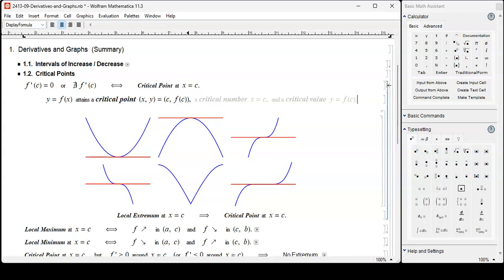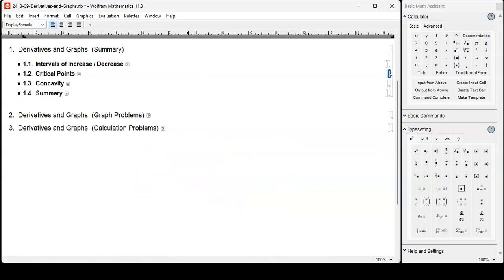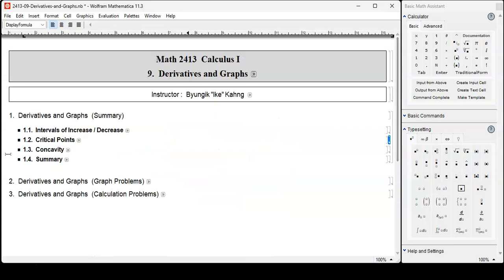Okay, so much for the intervals of increase and decrease and critical points. We're going to talk about the concavity in a separate video. For now, we are done with the first half of section 1.